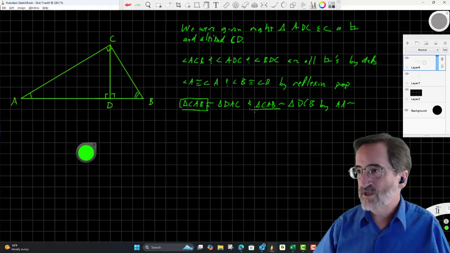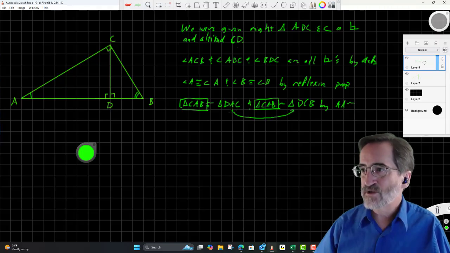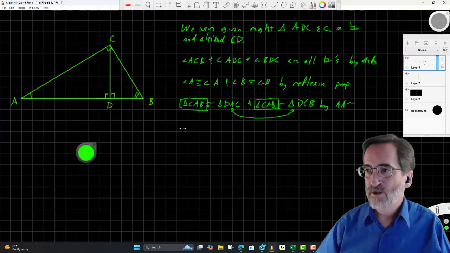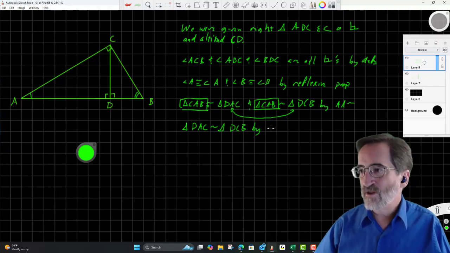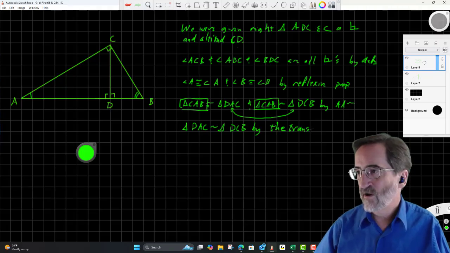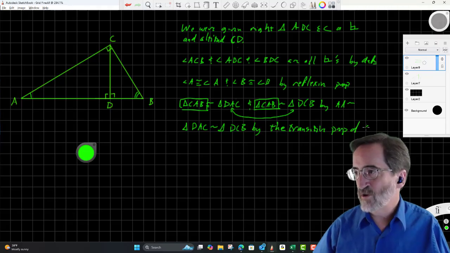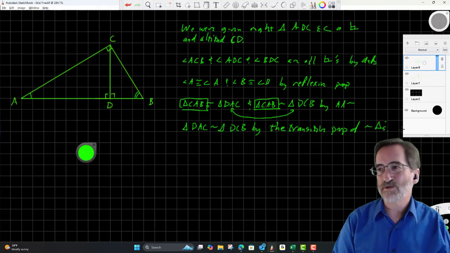They're both similar to CAB, the large triangle. So therefore, they are similar to each other because there is a transitive property of similar triangles. So triangle CAB, or DAC, is similar to triangle DCB by the transitive property of similar triangles. Two triangles similar to the same triangle are similar to each other.